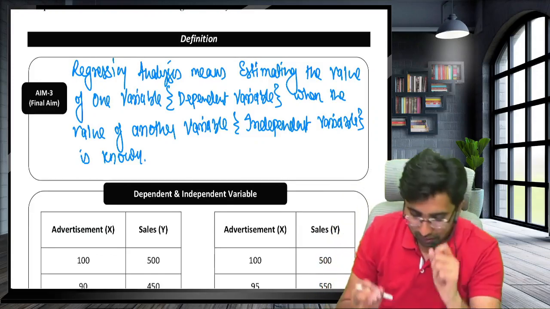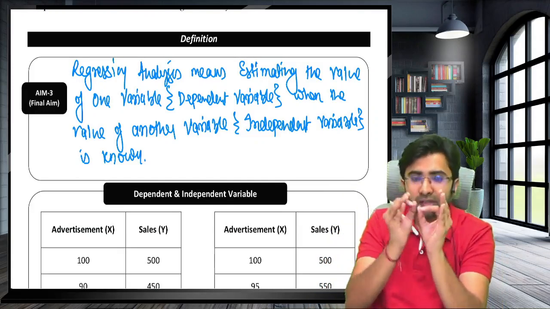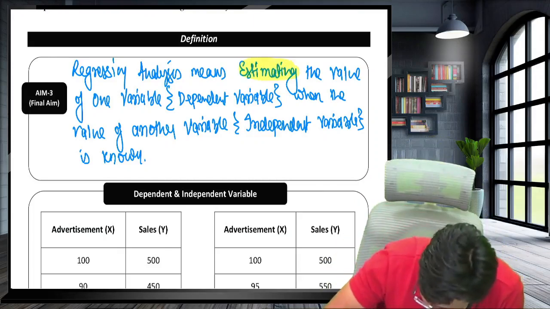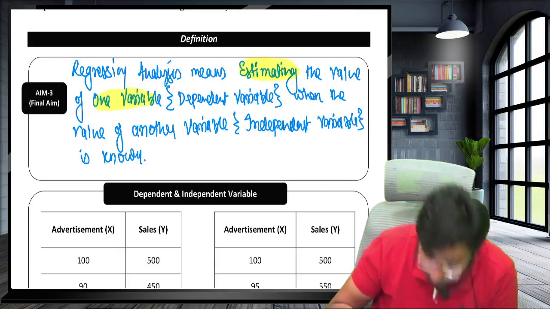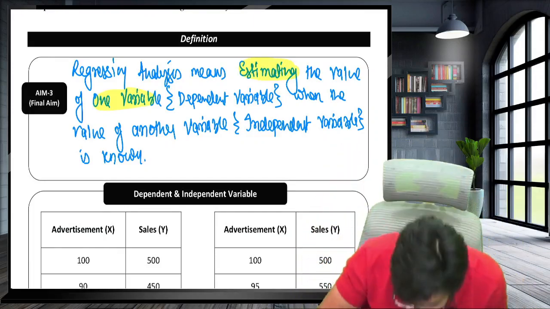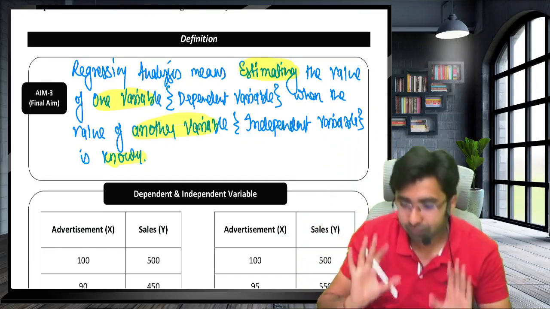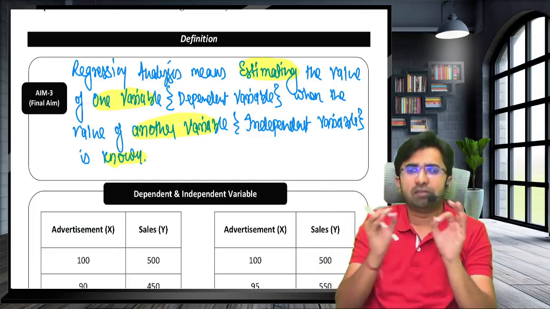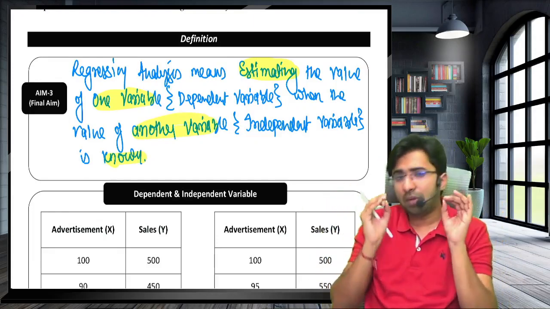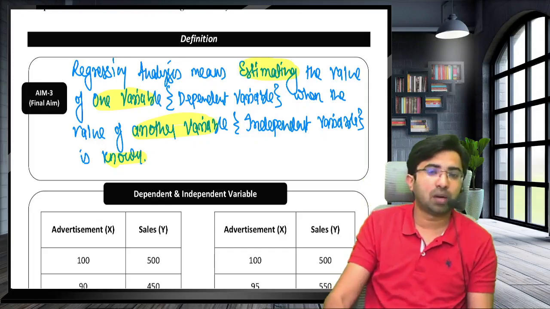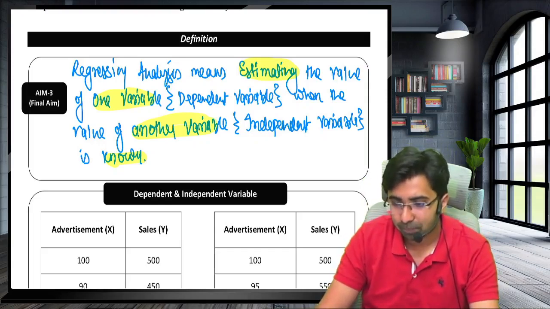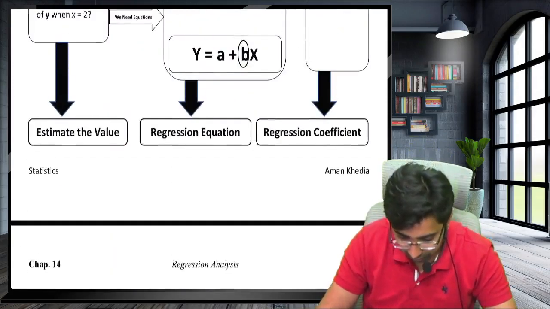Pooja, write down fast. Regression analysis means estimating the value of one variable when the value of another variable is known. Done? Guys, now let's start with the flow of the chapter. It is a very, very easy chapter, you'll find it, and I will make sure that you score 100% marks in this chapter. Don't worry. Guys, shall we start now? Pooja done? Okay.